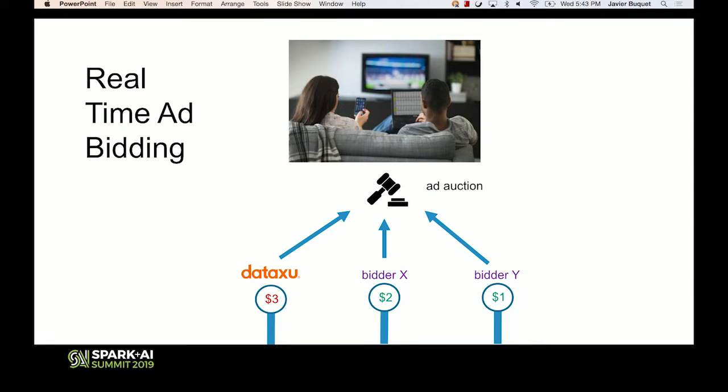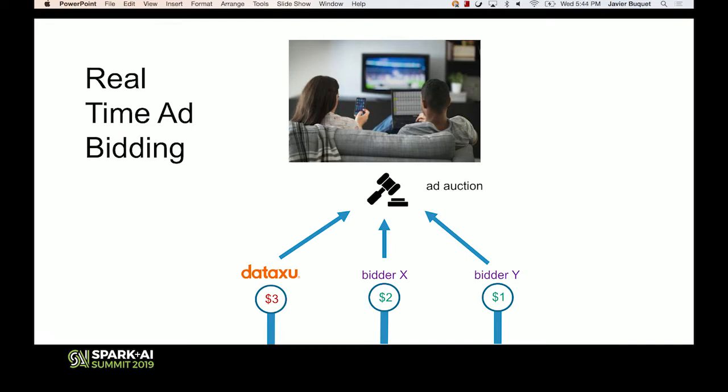Ad exchanges host those auctions, and there are several bidders. Dataxu is among those bidders, and the decisions that Dataxu needs to make are, of course, which ad to show for that ad opportunity and how much to bid for it, and there's machine learning behind these decisions. If you bid too high, you're going to be overpaying the price of the ad. If you bid too low, then chances are you won't spend the campaign budget you were planning to spend at a particular pace. So that's a problem too.